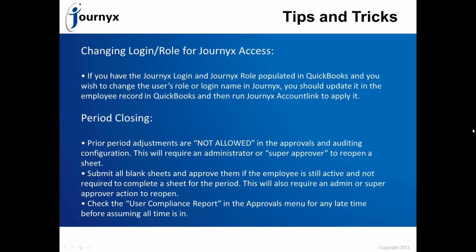I always check the user compliance report in the approvals menu. Now, if you're in an older version of Journyx, it might be in the reports menu and have a slightly different name. But the user compliance report in the current version is the one that you can look for late time. That way you don't assume that all your time is in and approved just because you don't see any open approvals. So I do that as a control so that I'm aware of any changes after the fact.